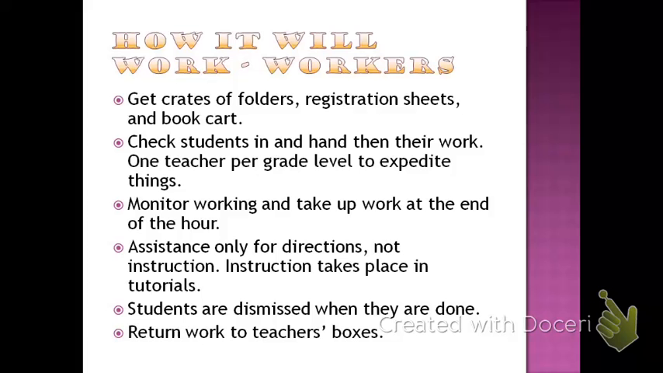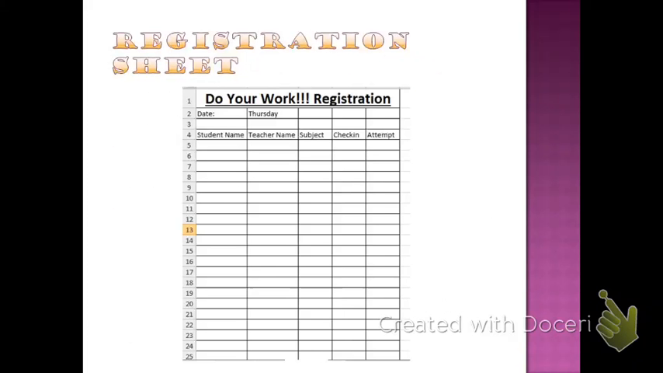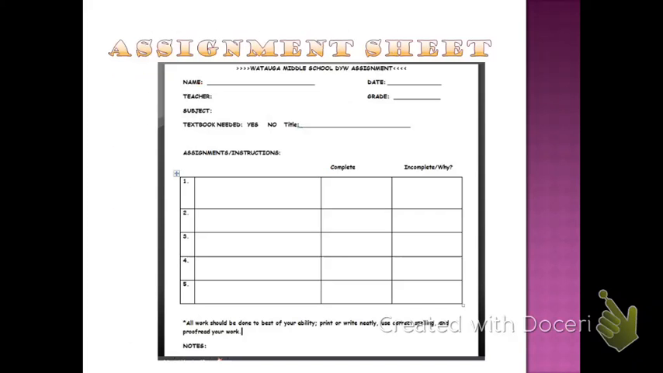Before we go on to what happens if they do not complete the work, here's once again a picture of the registration sheet. The students' names will be filled in, the teacher name, what subject they have to do it, and please, please, please check in. The attempt column will be explained later on in this training. Every sheet will also have assignment sheets such as this to detail for you what the students need to do and hopefully answer any questions that you might have regarding the assignment.